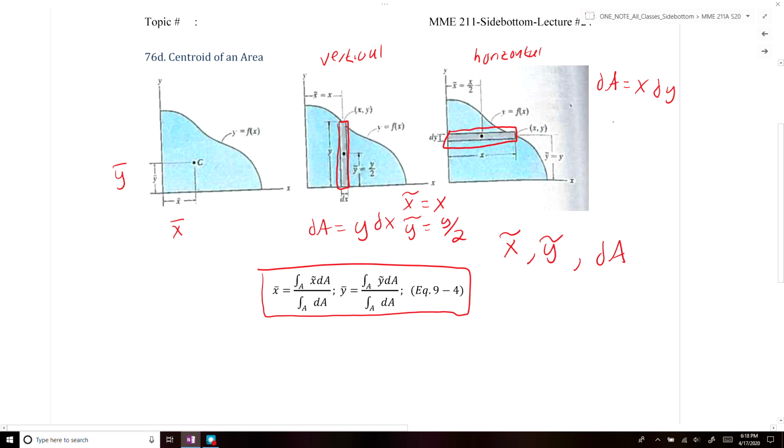And then our y tilde would just be equal to y, and then our x tilde would just be equal to x over 2. Right? So depending on what your function y as a function of x is, you could use either of these elements to determine your x bar and your y bar. So you would pick the one that would be the easiest function to integrate in order to solve.